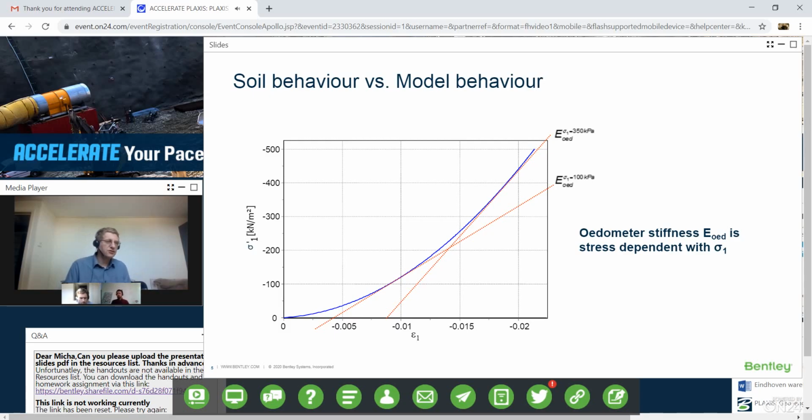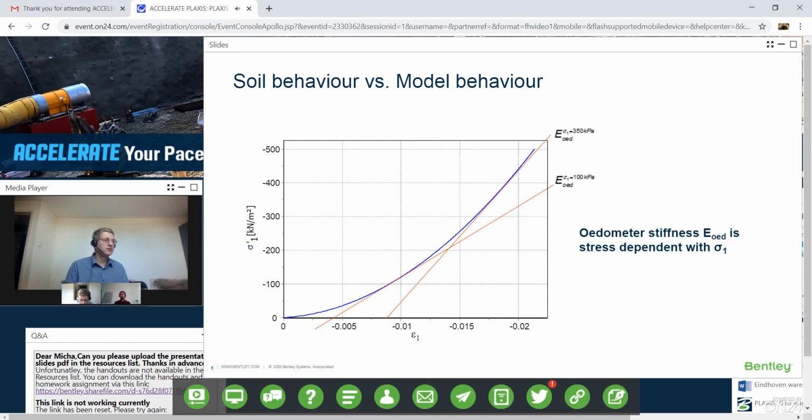the blue line is my test result. And then at different levels of vertical stress, I can determine a tangent line, and the tangent line represents the odometer stiffness for that specific stress level. Here we use sigma 1 for the stress dependency, for the same reason why we use sigma 3 from a triaxial test. We use sigma 1 here on the odometer test because we know sigma 1.